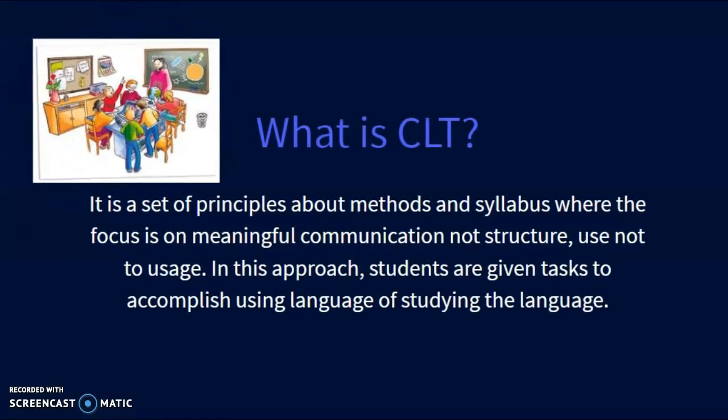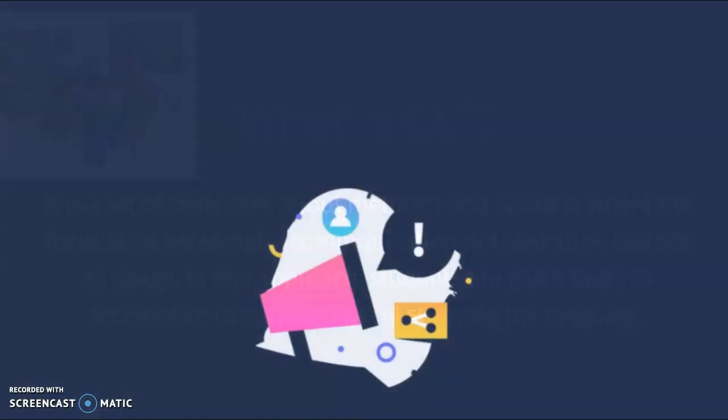What is CLT? It is a set of principles about methods and syllabuses where the focus is on meaningful communication, not structure. Use, not usage. In this approach, students are given tasks to accomplish using language instead of studying the language.